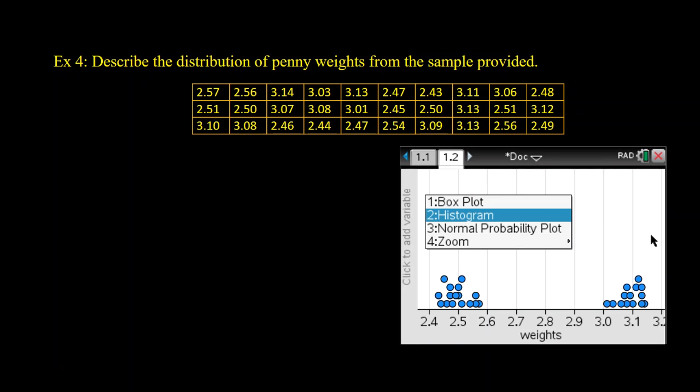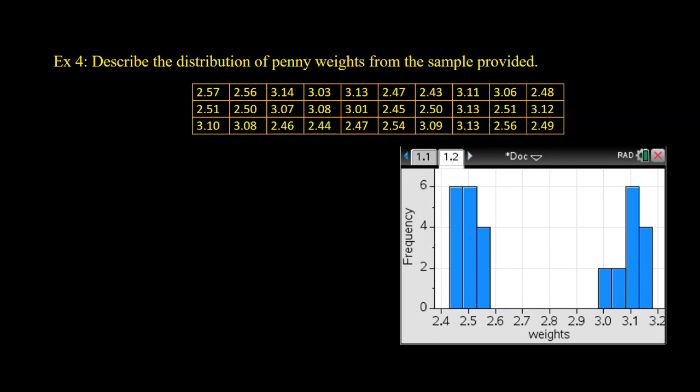A histogram is a nice graph to be able to describe, so I want to turn these dots into a histogram. I'm going to hit Control Menu to bring up like a right click, and it has a box plot, histogram, normal probability plot that we'll talk about later, and some zoom functions. So we're going to pick a histogram, and there you go. Now, this doesn't look like a normal histogram. I only have 3 bars for those lower ones and 4 for the higher.